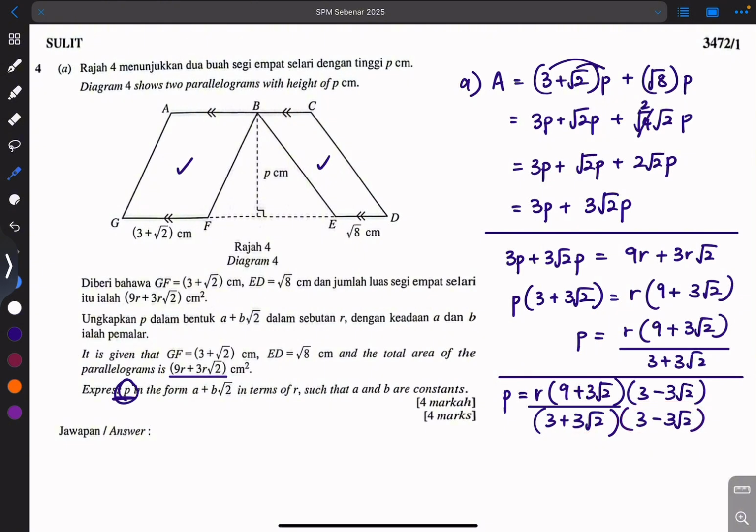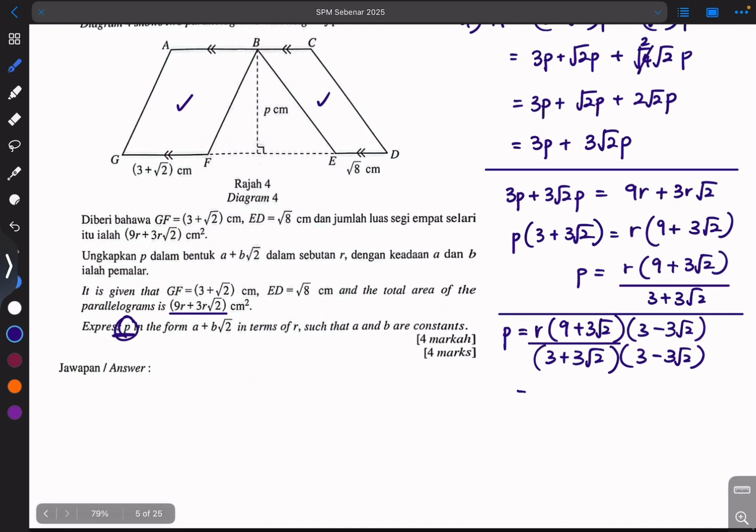Conjugate means simple, you just have to change the plus to minus. If here is minus, you change to plus. Once you multiply this already, on top also you must multiply the same thing. Only then it will be fair for a fraction.